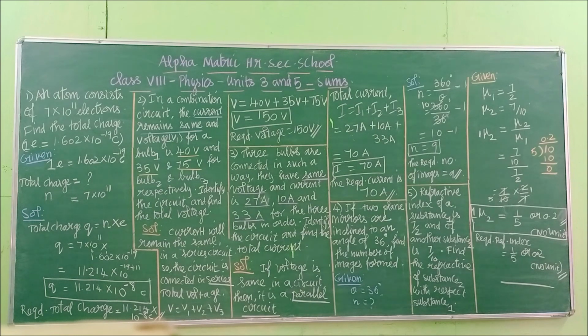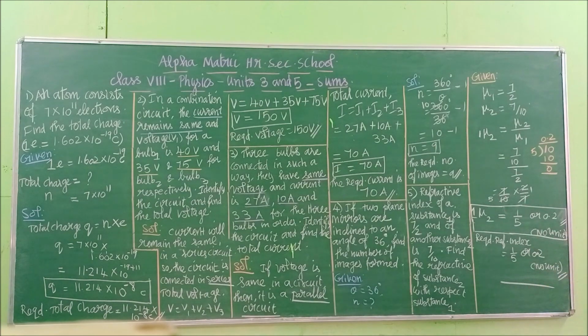What is the refractive index of a substance? Sorry, children, I will reread this question. Refractive index of a substance 1 is 7 by 2, and of another substance is 7 by 10. Find the refractive index of substance 2 with respect to substance 1. So read the question first, children, again for 2 times, then identify the concept, right?